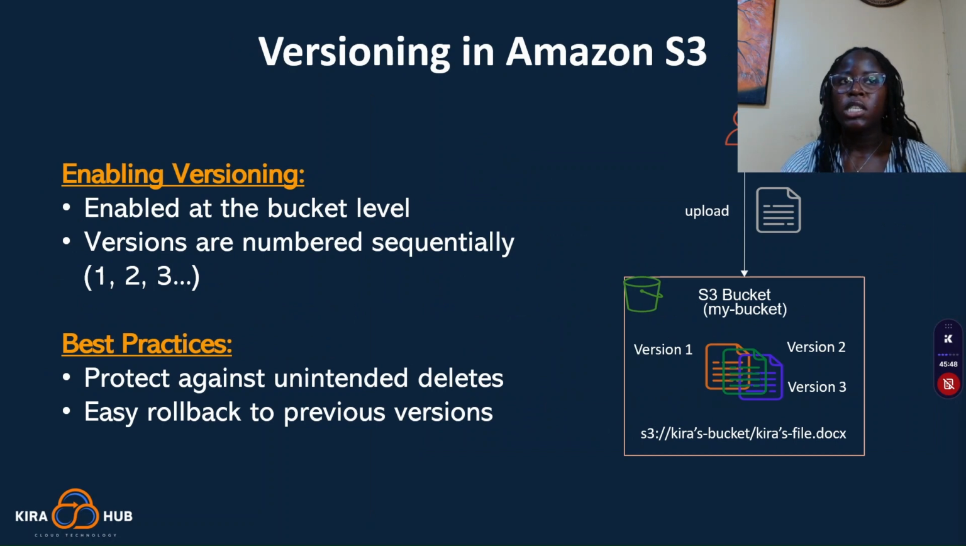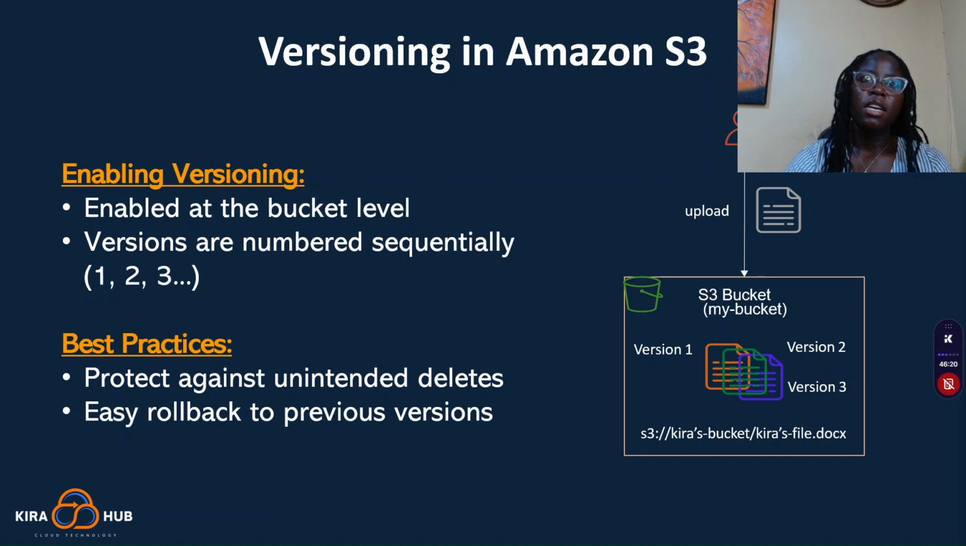Another concept of S3 is versioning. Versioning is enabled at the bucket level, and once it's turned on, any file uploaded with the same name will be given a new version number. So think of versioning like saving multiple drafts of a document. Each time you make a change, a new draft is saved, and you can go back to the earlier draft when needed. Now, it's best practice to enable versioning for your bucket just to protect against accidental deletion of files.